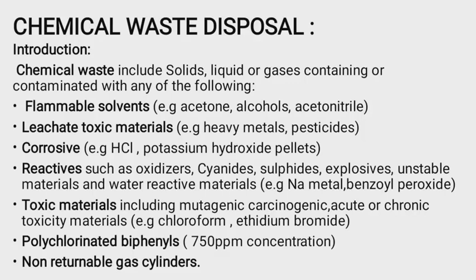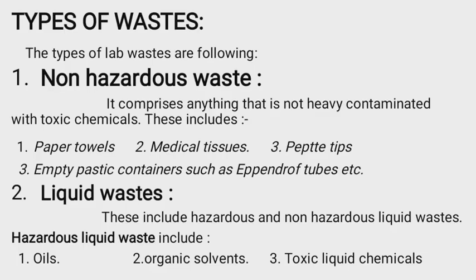And toxic materials include mutagenic, carcinogenic, and acute or chronic toxicity materials, for example CCl4, ethidium bromide, and polychlorinated biphenyls at 750 ppm concentration. And then we will discuss the types of waste. There are five types of waste: non-hazardous waste, liquid waste, solid waste, broken glassware, and sharps.